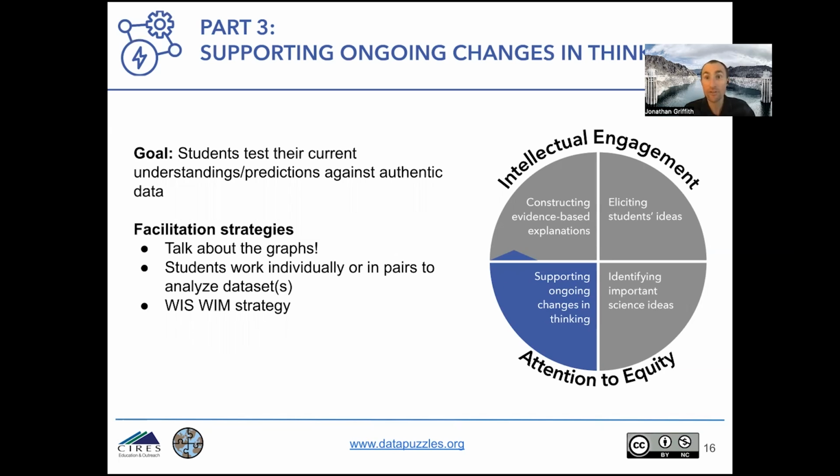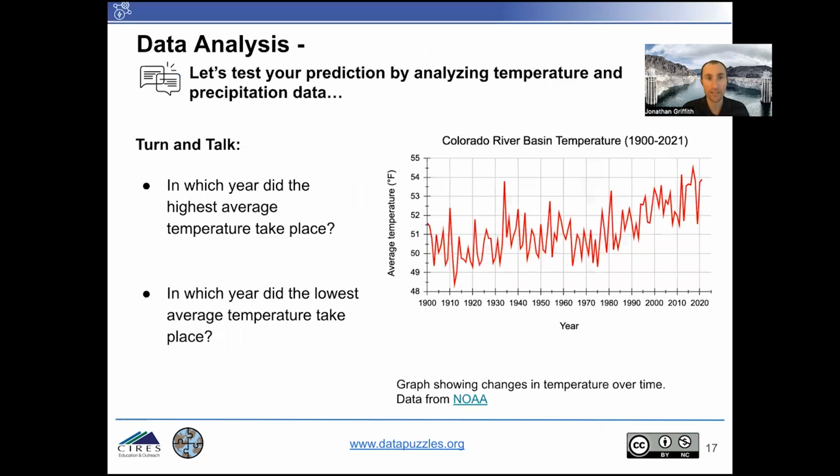Diving in, students have just made an initial prediction for the investigative question, what is causing the Megadrought in the Colorado River Basin? Now it's time to test their prediction by analyzing temperature and precipitation data sets from the Colorado River Basin. Here on the right is a Colorado River Basin temperature data set from 1900 to 2021. The y-axis is the average temperature from 48 to 55 degrees Fahrenheit, and on the x-axis is time from 1900 to 2021.